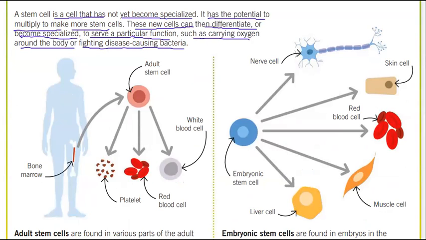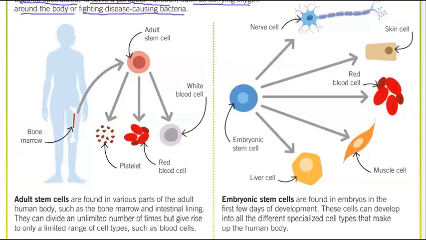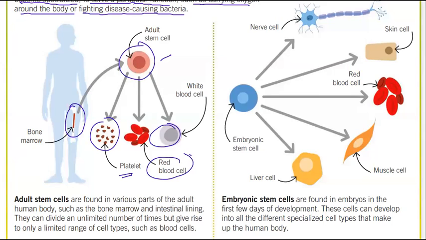So they are useful. Adult stem cells: you can see here, this is the location called bone marrow, and these are platelets. These are white blood cells. These are red blood cells. Adult stem cells are found in various parts of our adult human body, that is bone marrow, you can see, and intestinal lining, you can see. They can divide an unlimited number of times, but give rise to only a limited range of cell types, such as blood cells.